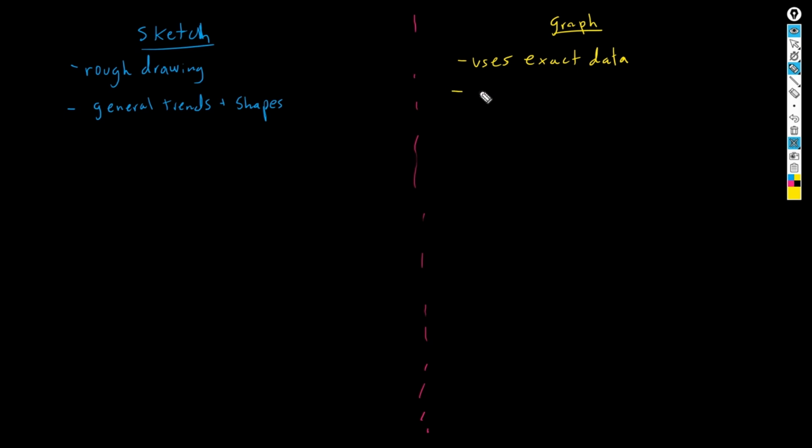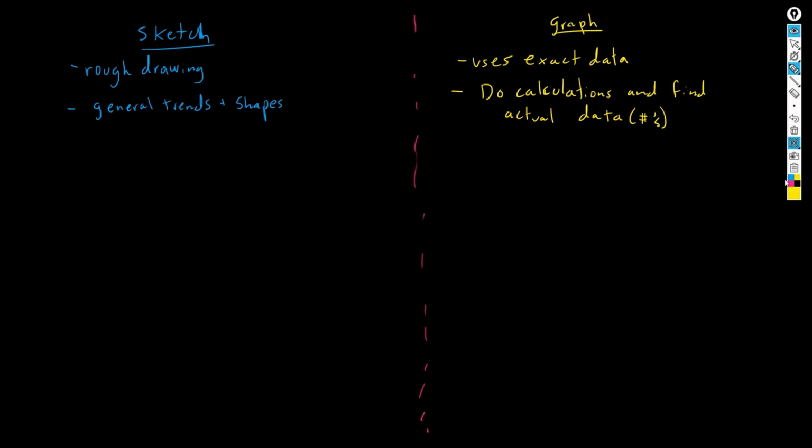It is used to do calculations and find actual data, meaning numbers. So we actually need to have numbers in order to make a graph. We can't make a graph if we don't have data that we need to graph.